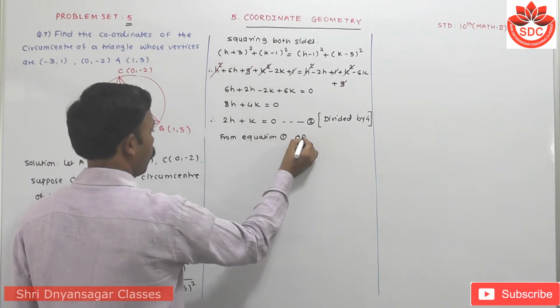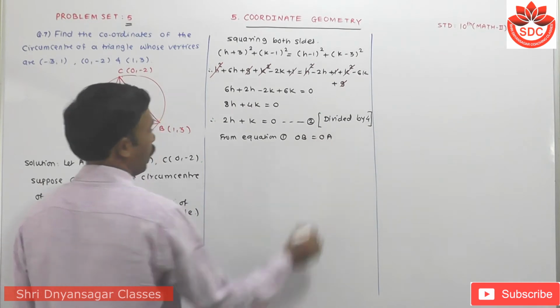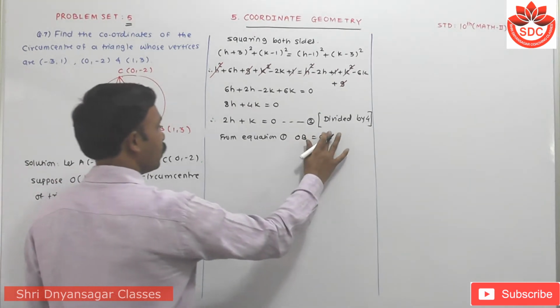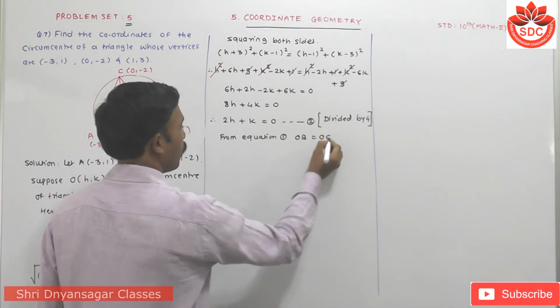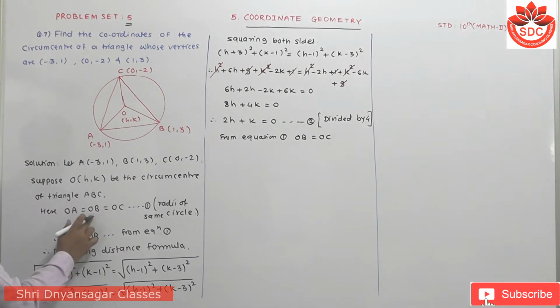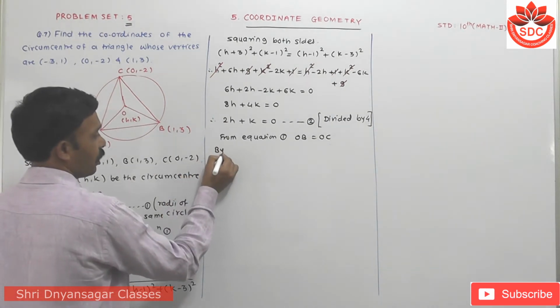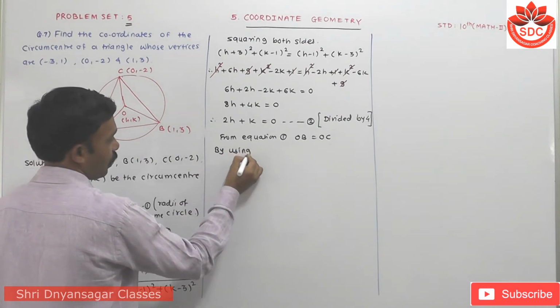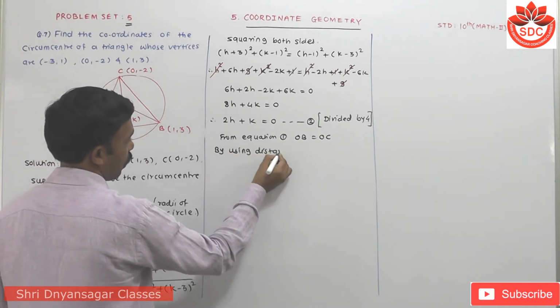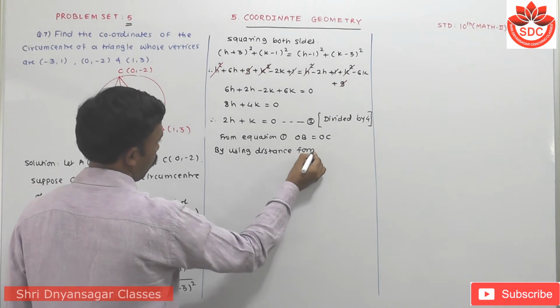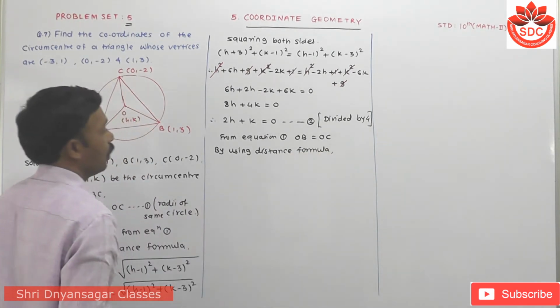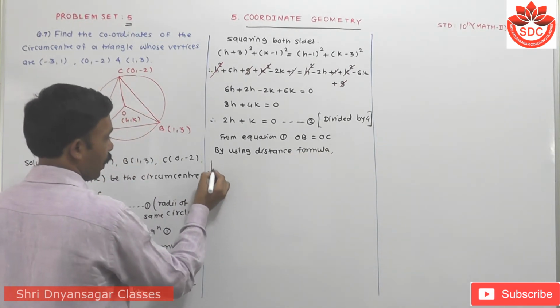First, we take here OB is equal to OA. So OB is equal to OC. Then by using the distance formula, now again we use it for OB.